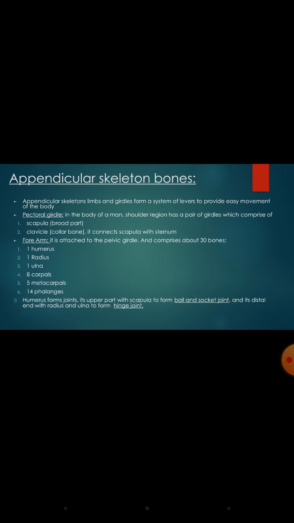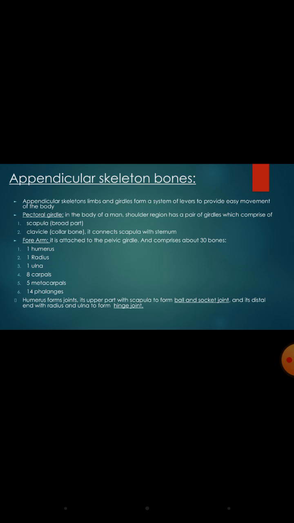Appendicular skeleton bones. The appendicular skeleton limbs and girdles form a system of levers to provide easy movement of the body. Pectoral girdle. In the body of man, the shoulder region has a pair of girdles which comprises number 1, the scapula, and number 2, the clavicle. It connects the scapula with the sternum.